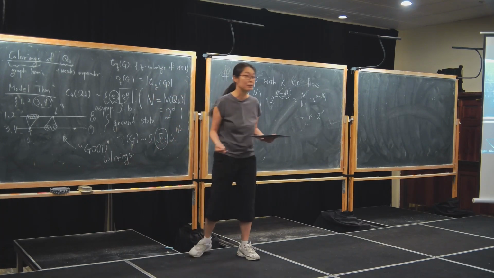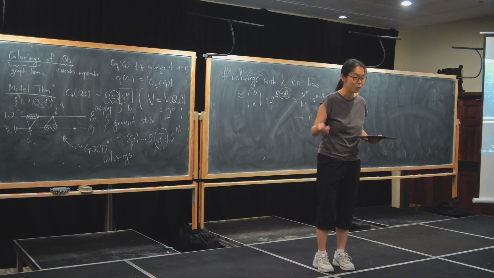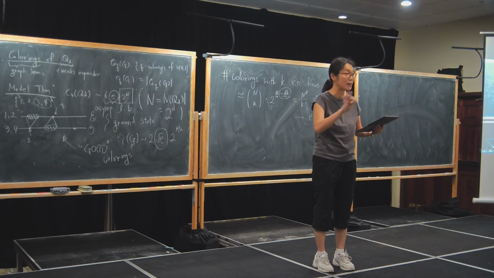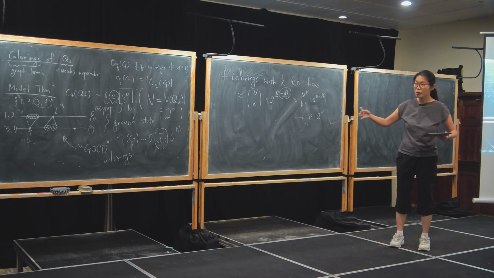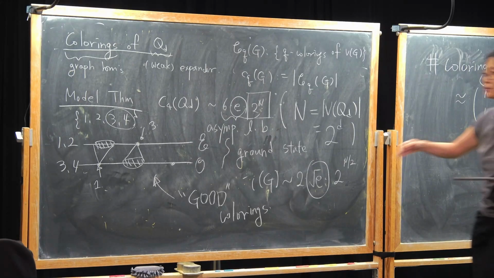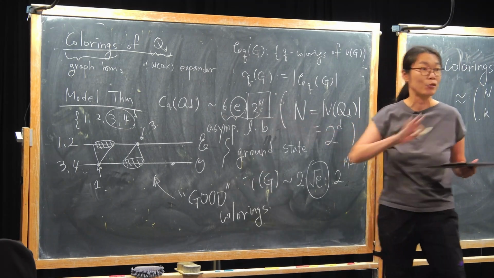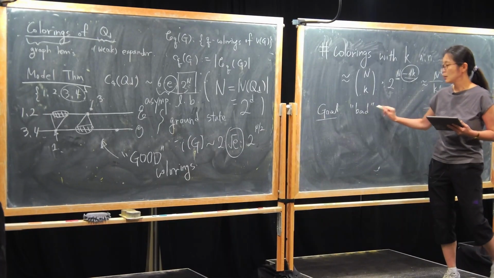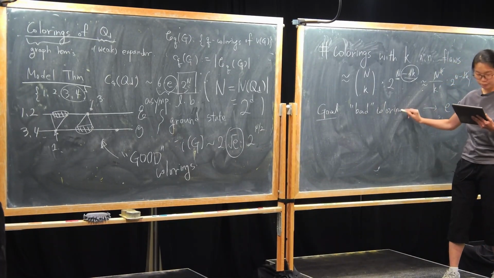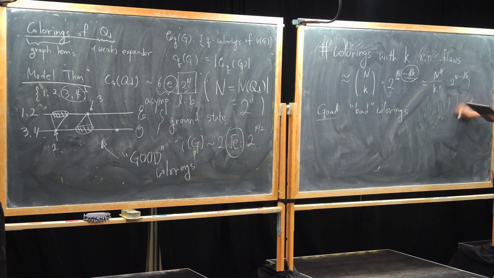And then what is a bad coloring? That is a coloring which is not good. So that's the definition for bad colorings. And our goal is to show that the number of bad colorings is negligible, where negligible means it's little o of this number. That's where we are heading to for today's lecture. Okay, so this is our goal: the bad colorings are negligible.